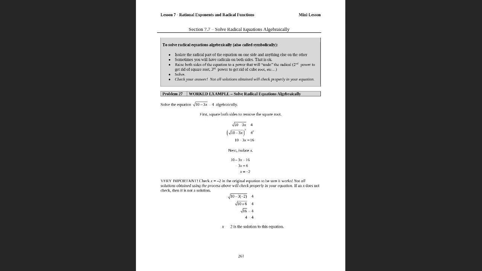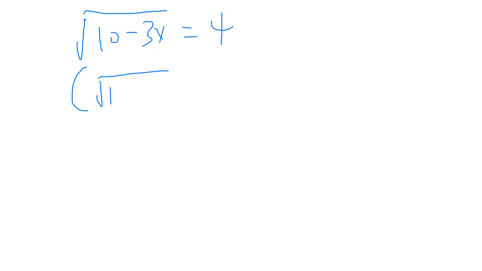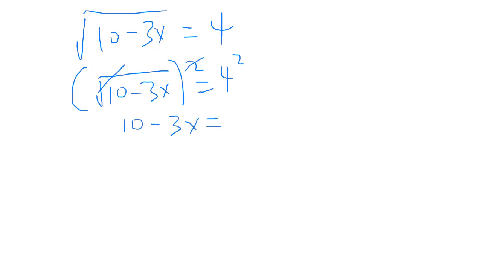All right, solving radical equations algebraically. This is the problem we did graphically. Now, square root of 10 minus 3x equals 4. Because I've got a square root, I could square both sides. Then this cancels that. I have 10 minus 3x equals what? 16.